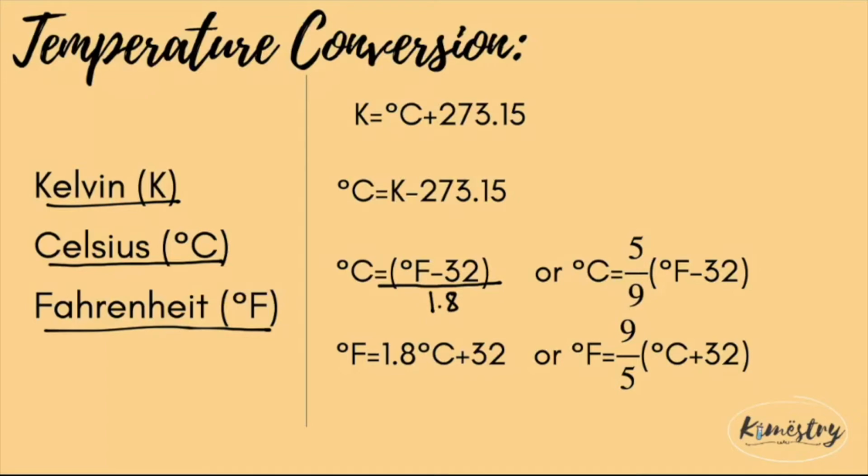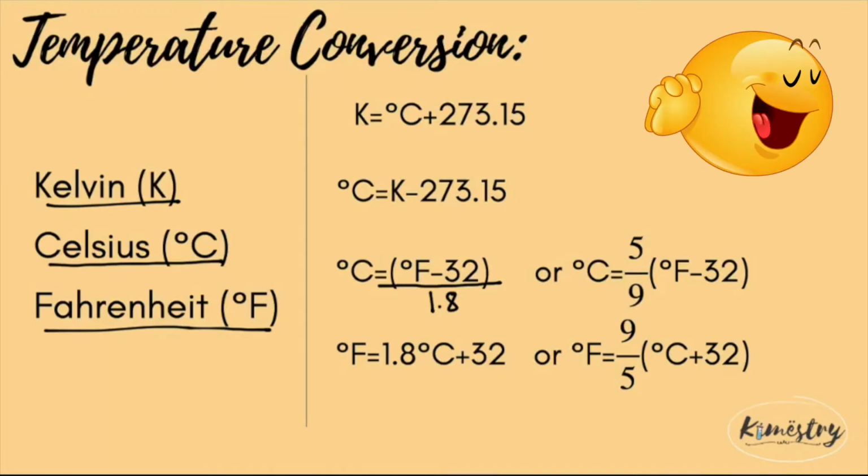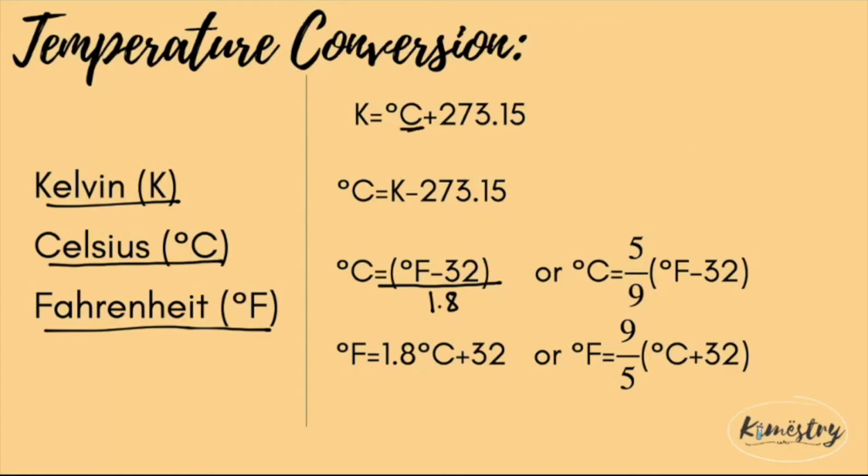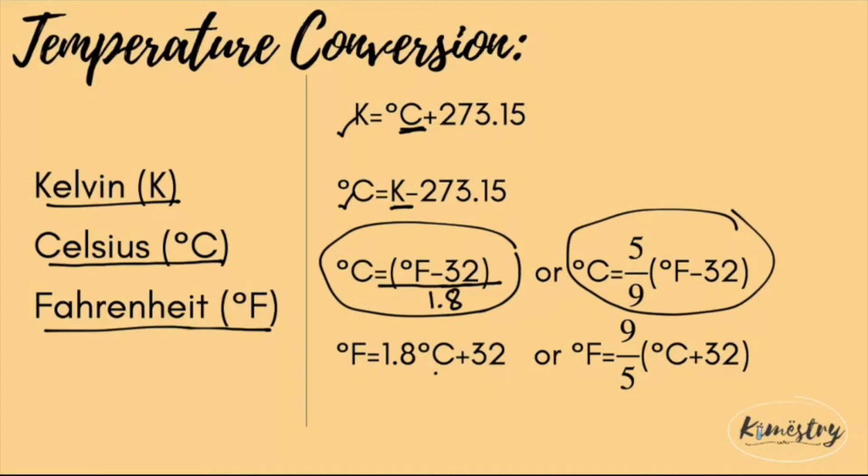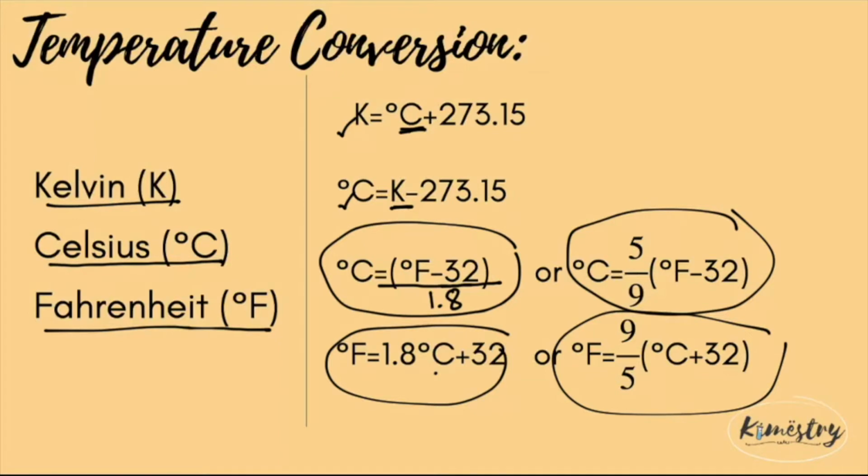So these are the formulas that help you convert from one temperature scale to another. Like if you have Celsius, you can find Kelvin using this. If you have Kelvin, you can find Celsius. If you have Fahrenheit, you can find Celsius using these or these. It's the same thing. Or if you have Celsius, you can find Fahrenheit using Celsius. Okay? So let's get to the example.